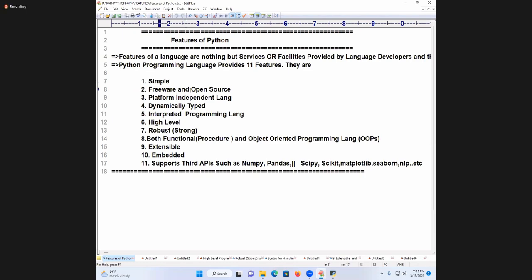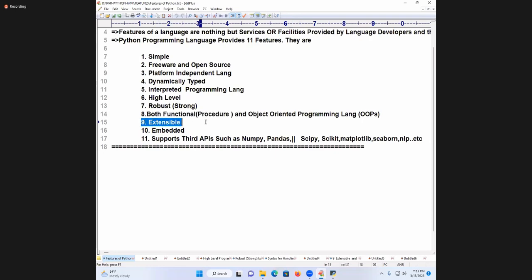Simple, freeware and open source, platform independent language, dynamically typed, interpreted programming language, high-level programming language, robust, both procedural and functional oriented, extensible, embedded, third party support APIs.